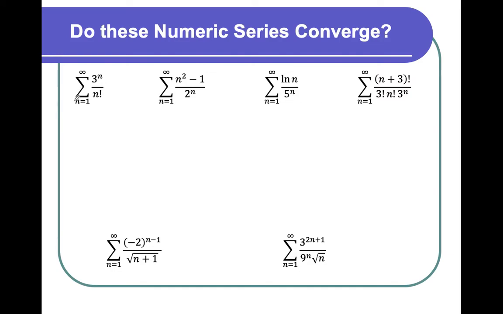So let me start with the first one. So the ratio test is a limit of the absolute value of a ratio. And the ratio is a ratio of one term to the previous term.